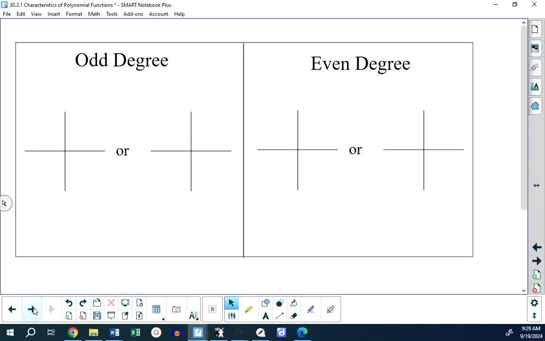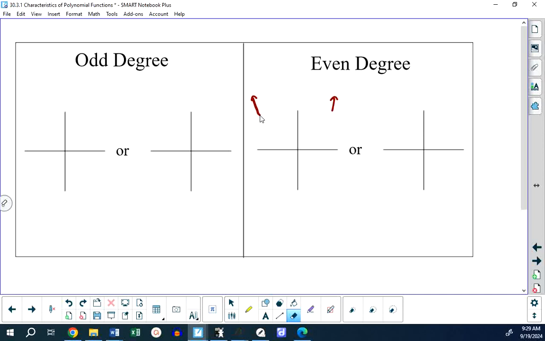What this means is that even degree polynomial functions will have an arm that goes up in quadrant 2 and an arm that goes up in quadrant 1. I'm not drawing what it looks like in between, because if it's degree 80, it's going to come down and up and up and up, up and down and up and down and up. It's going to do it a lot of times. There's going to be a lot of wobbles.